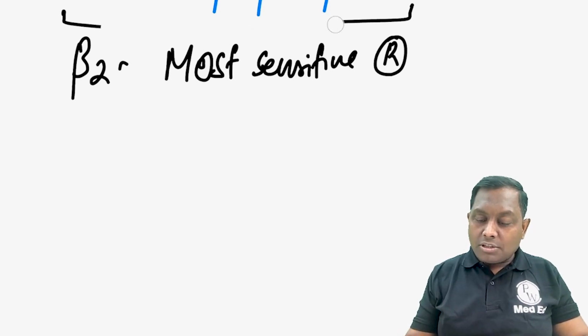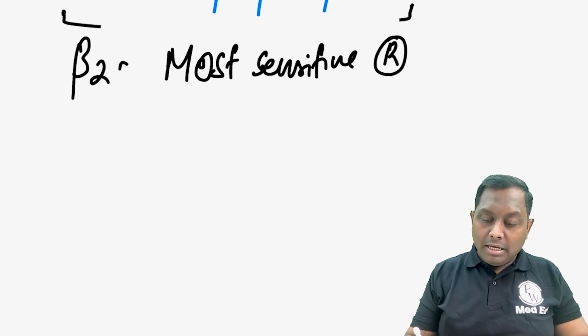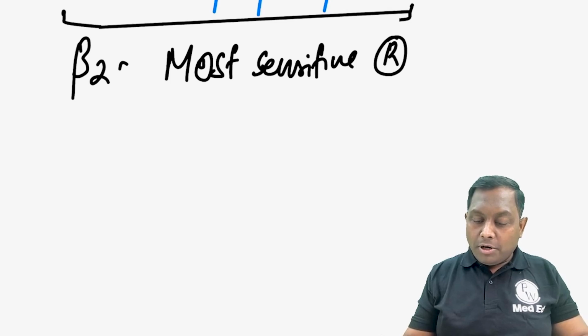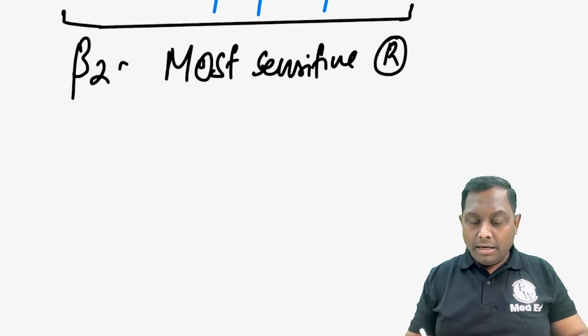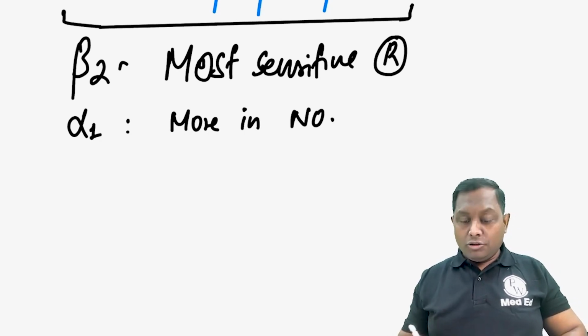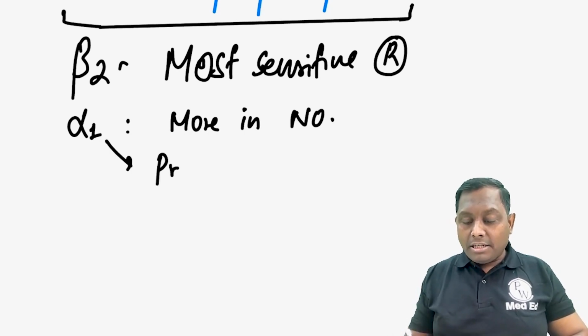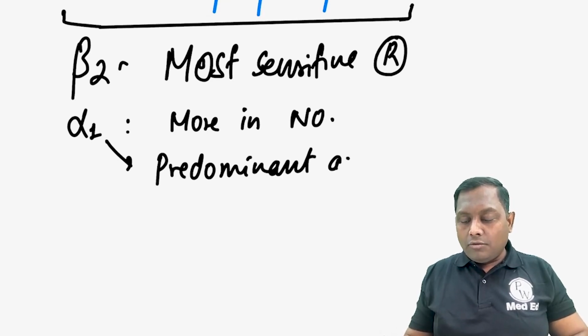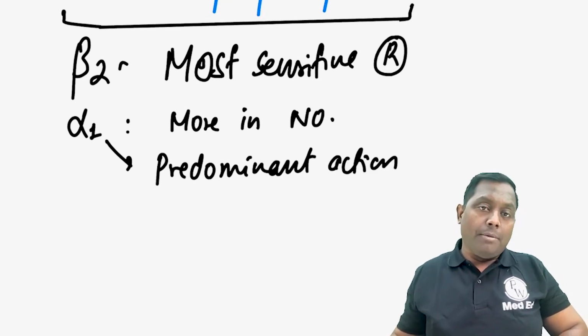ये lesser dose, कम dose पे काम करना शुरू कर देते हैं. They will be showing predominant action at the lesser dose. But alpha 1 receptors are going to be more in number. ये नंबर में ज़्यादा होता है. So they always show predominant action initially. कभी भी जब हम noradrenaline देते हैं, they will always and always show predominant action. Why? Because they are more in number.